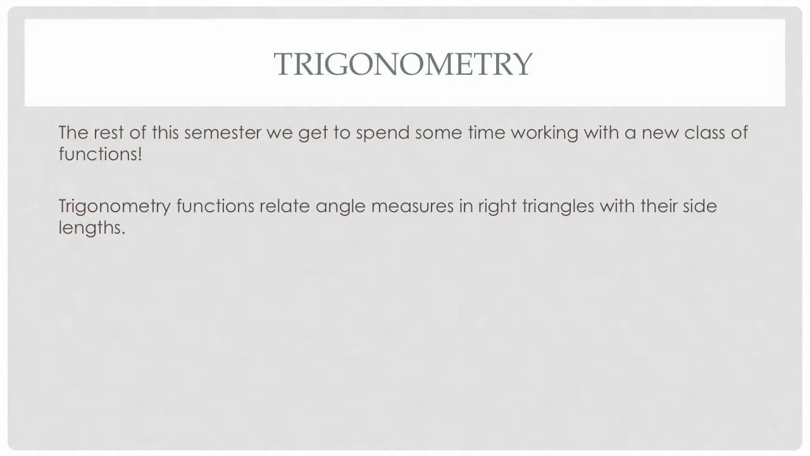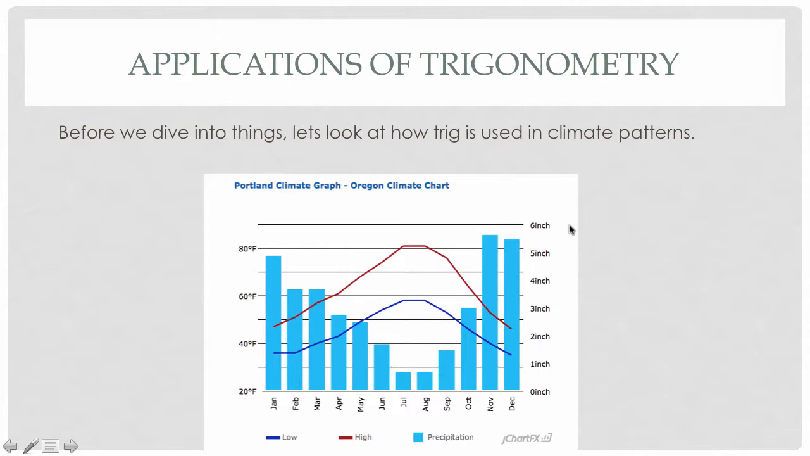Trigonometry functions relate angle measures in right triangles with their side lengths. But let's take a look. Just to give you a sneak preview, trigonometry is useful anytime we have data that's periodic or that repeats. So oftentimes we can use trig functions to model climate patterns.